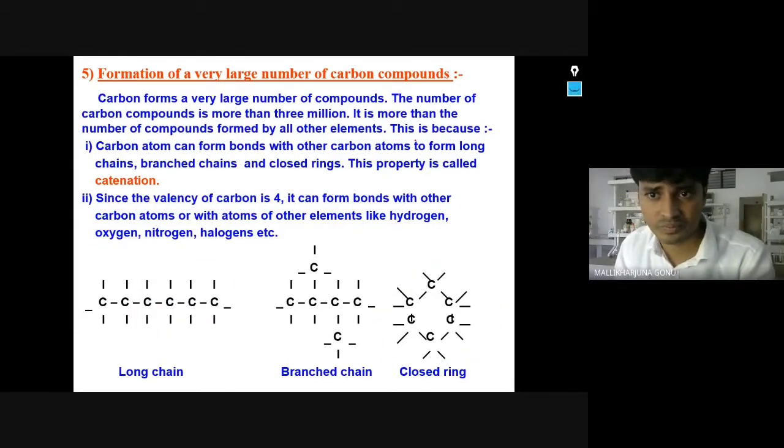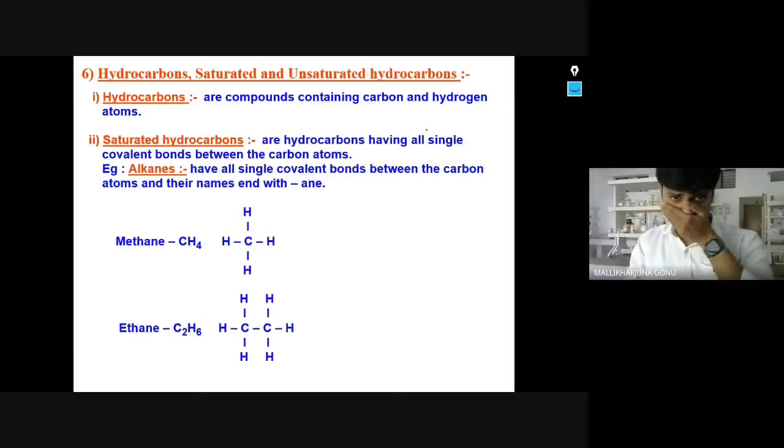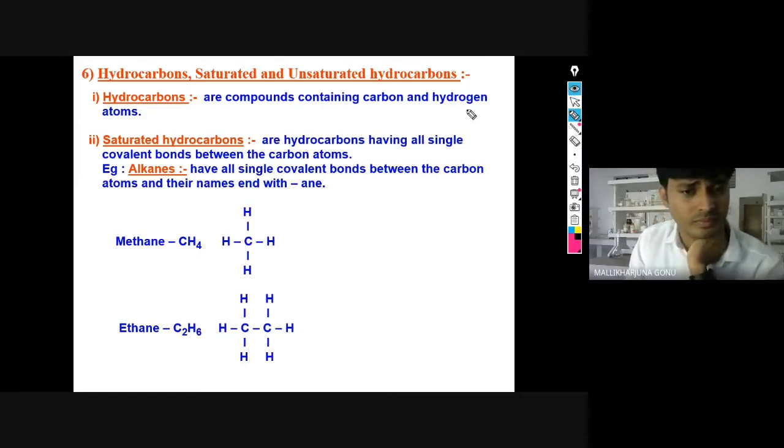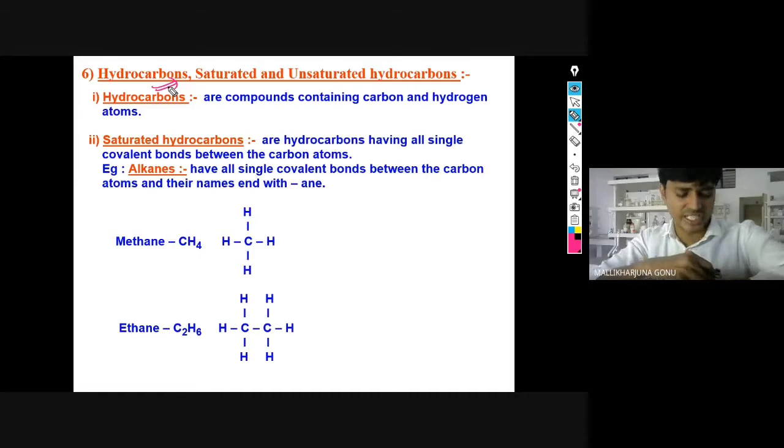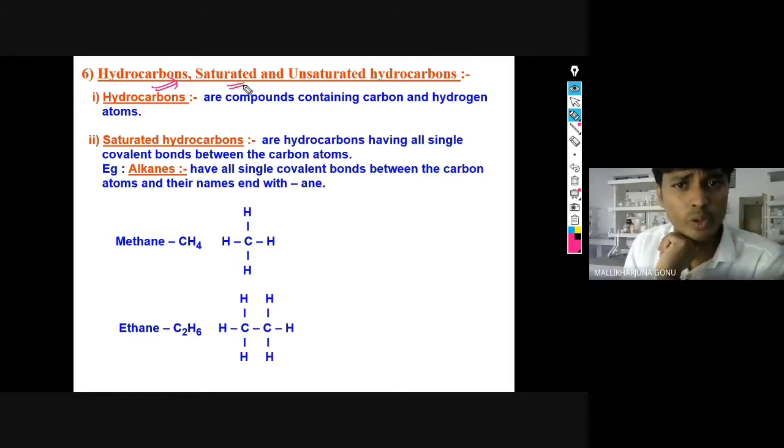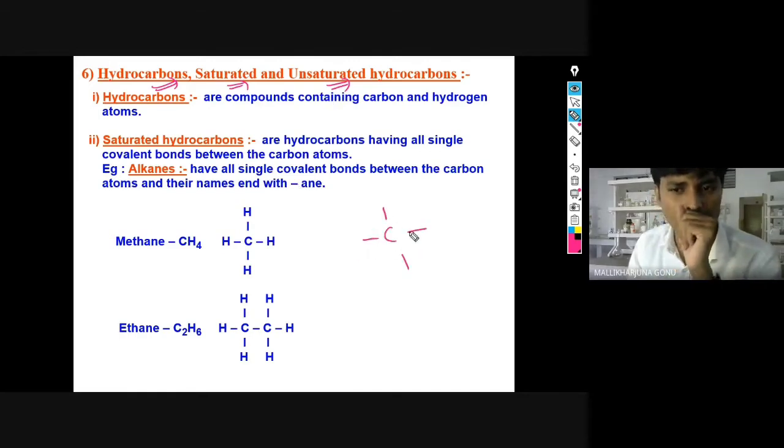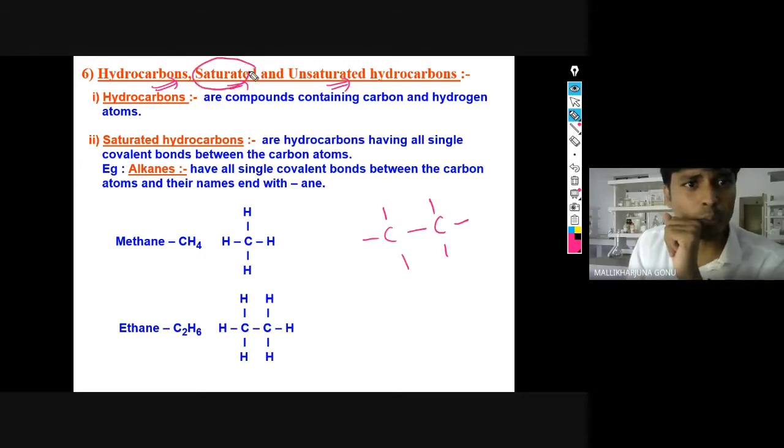Next: hydrocarbons, saturated and unsaturated compounds. Can you see my screen? Yes, sir. Here we are going to learn about saturated and unsaturated compounds. What are saturated compounds? What are unsaturated compounds? Just try to understand. If carbon is forming only single bonds, like in this type of compound, such compounds are called saturated compounds.